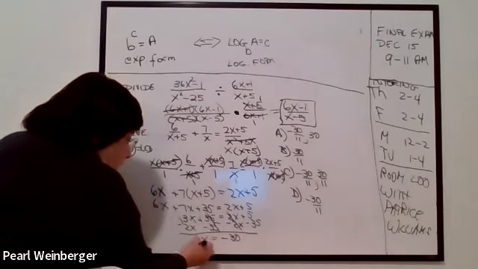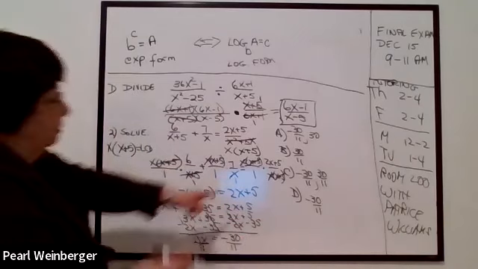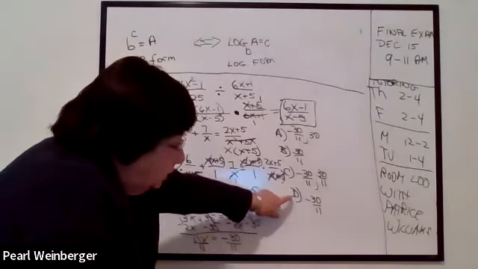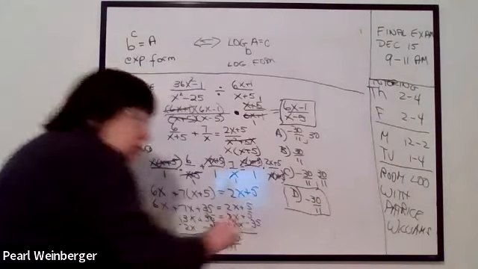And I divide both sides by 11, and my answer is negative 30/11, which is choice D. I think that is the choice that you picked.